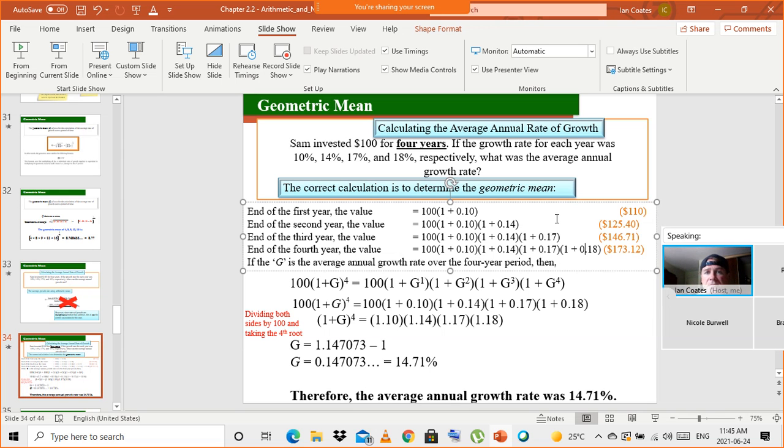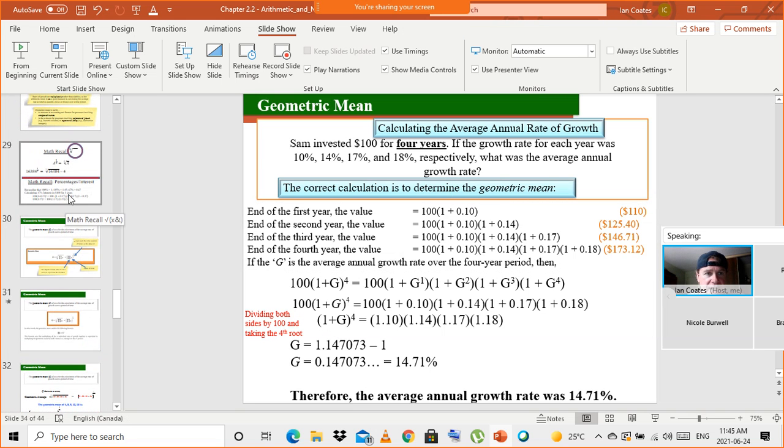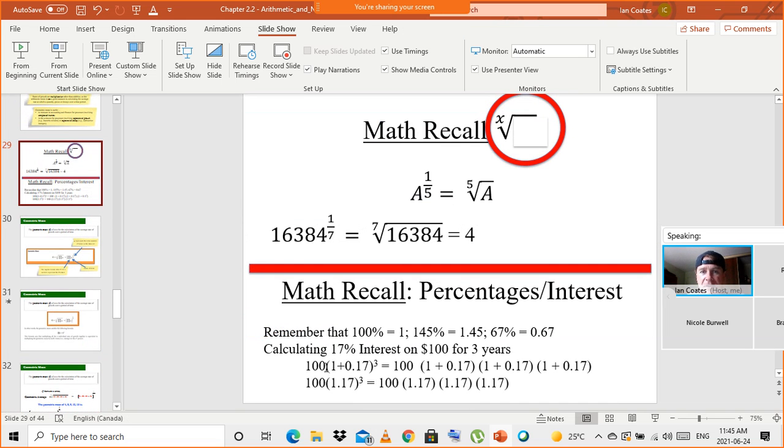So, how do we calculate this? Well, it's a little different, and I've broken it down for you. And again, being the tests what they are, you don't have to memorize it. You just have to have it right beside you during a test. Going back to our original math slide, it's $100 times 1 plus the percentage, times the number of years.